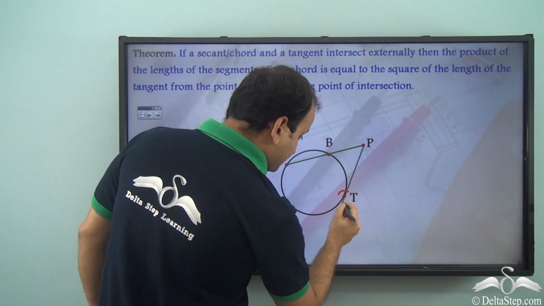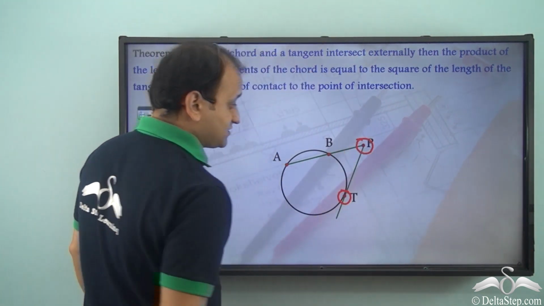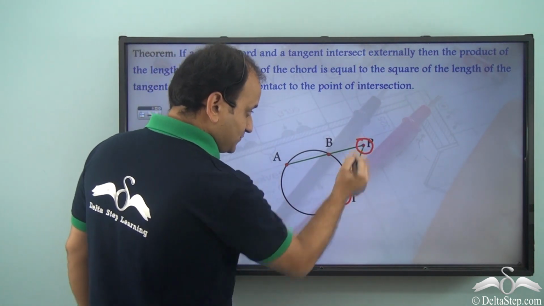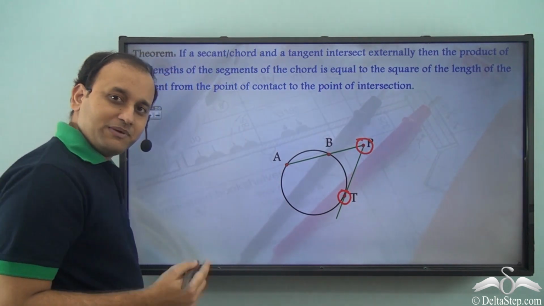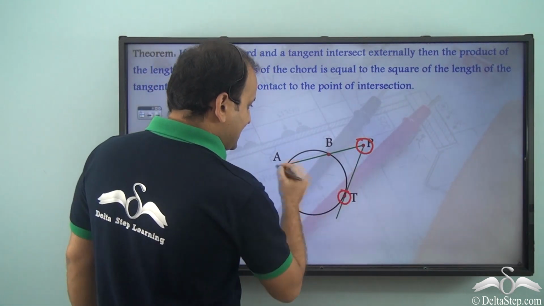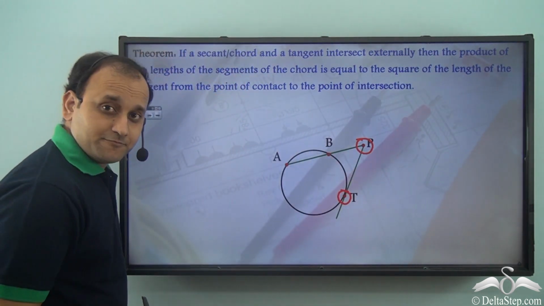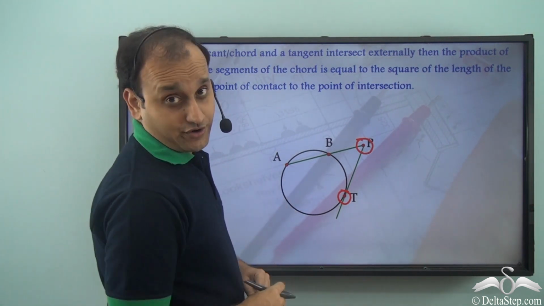So from the point of contact to the point of intersection, this length. So we are talking about this length. So the square of this length will be equal to the product of PA and PB. So this is the theorem.